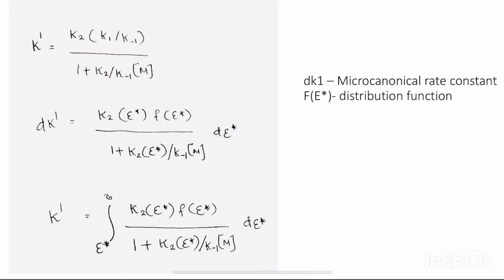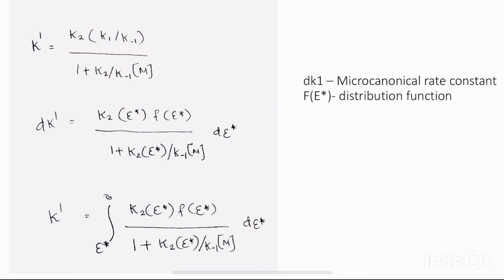In the subsequent theoretical treatment, the rate constant k2 was not treated as a constant, but was considered to be larger the greater the value of epsilon 0. And it can be written in the general form as follows: k dash is equal to k2 into k1 upon k minus 1, all upon 1 plus k2 upon k minus 1 into the concentration of M.